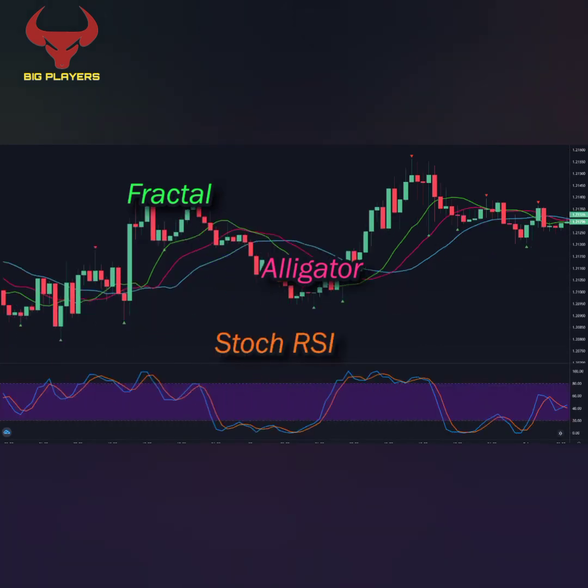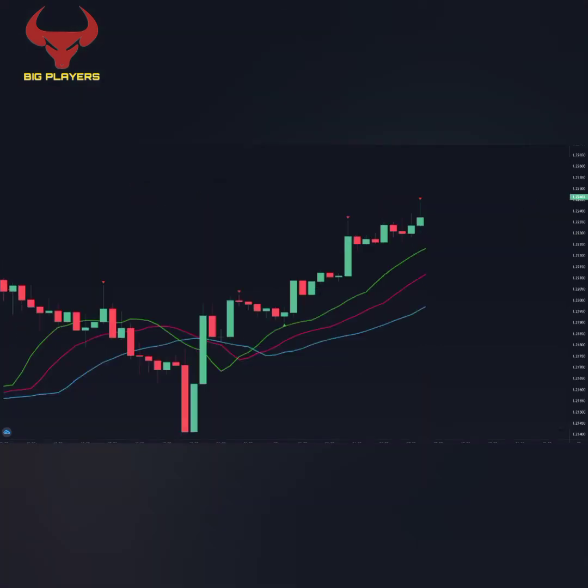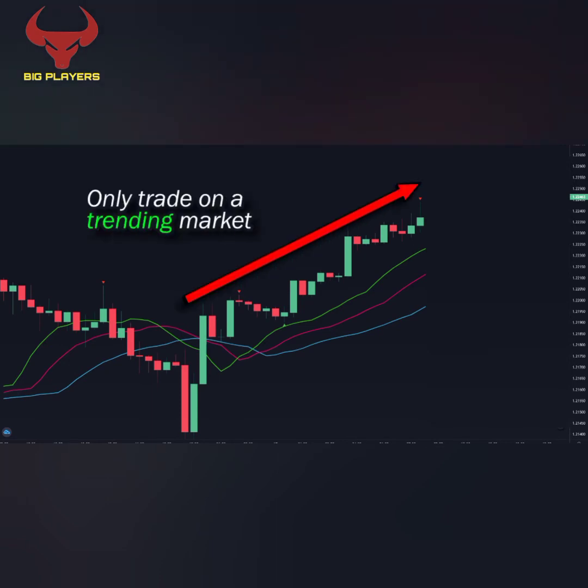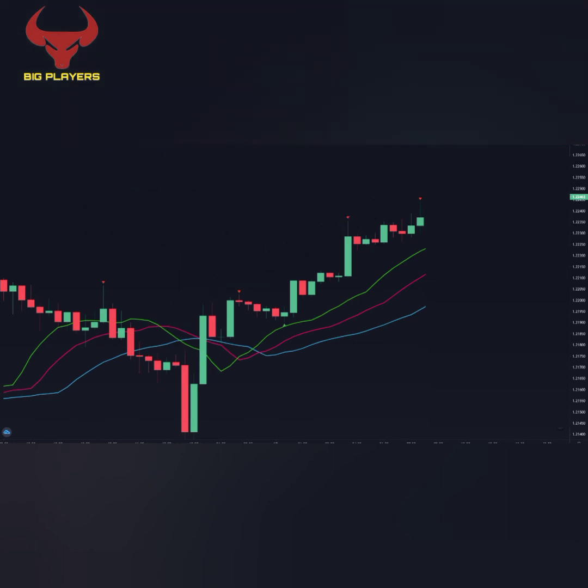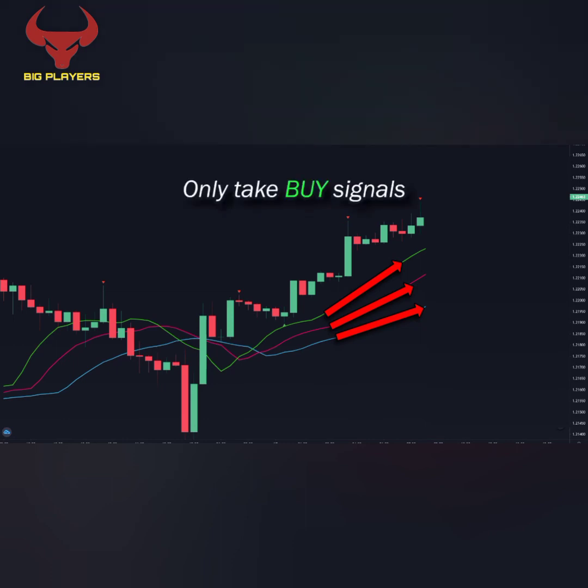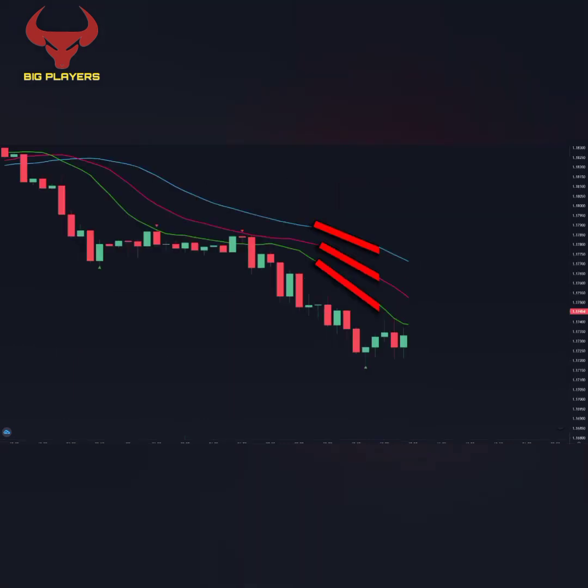So this is how the strategy works. First, we only want to trade on a trending market. This can be identified by looking at the alligator. All three lines need to be heading in the same direction and are also separated from each other like this. If all the lines are heading upwards, it indicates that the market is on an uptrend, meaning we only take buy signals. And if all the lines are heading downwards, it indicates that the market is on a downtrend, meaning we only take sell signals.